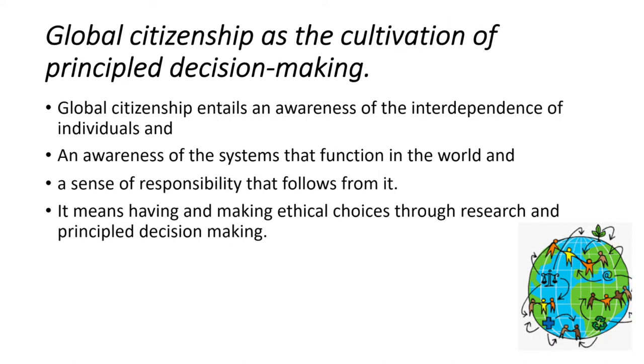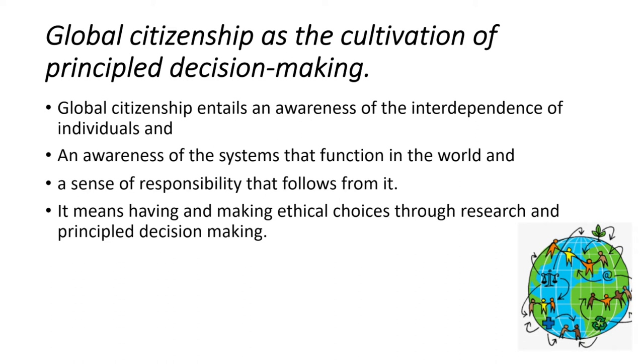Global citizenship, as the cultivation of principled decision making, means that first we have to become aware that we are interdependent people and interdependent nations. For example, the water of a river or a lake doesn't actually stop at a political boundary and flow in one direction in one country and another in another. The air that we breathe continues to flow around our planet and is not one way in one country and another way in another country.